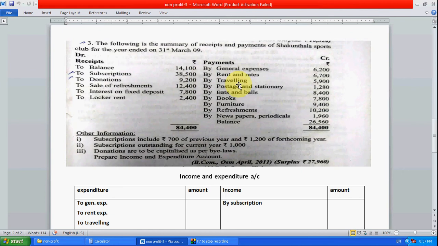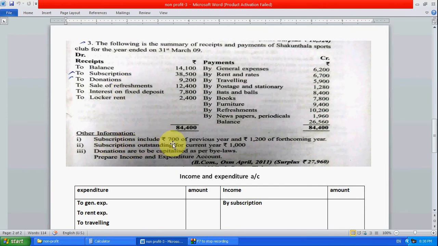So receipts and payments are given. Receipt means income, payment means expenses, so all the payments will appear. Since receipts and payments are given, we have to prepare an income and expenditure account or a balance sheet. Let's see the other information here.